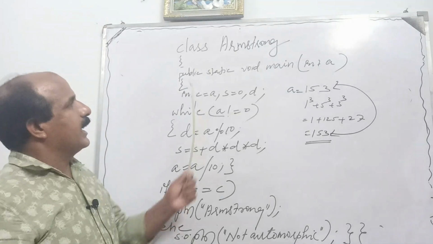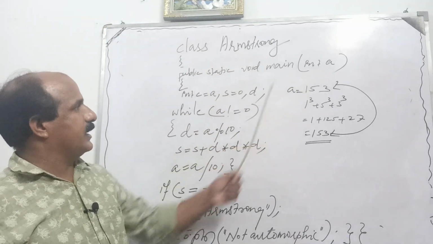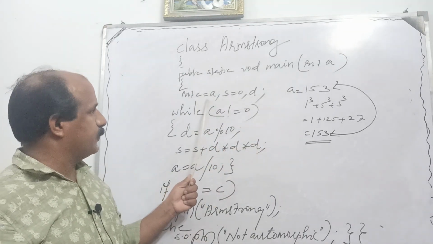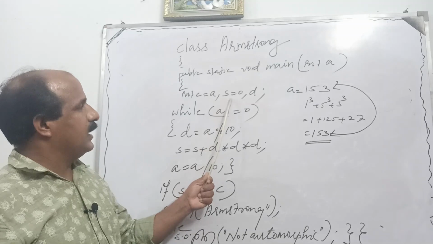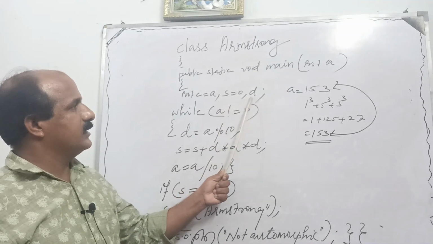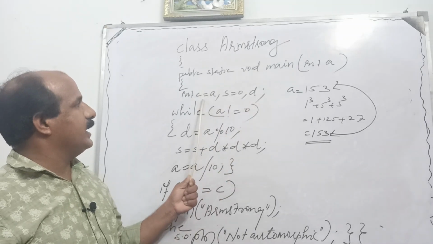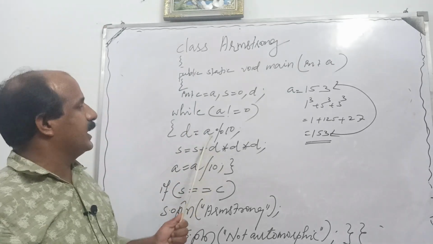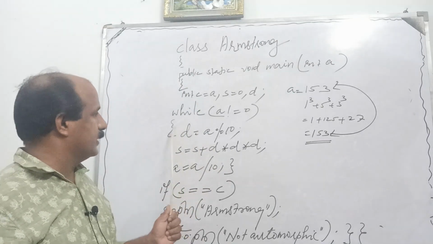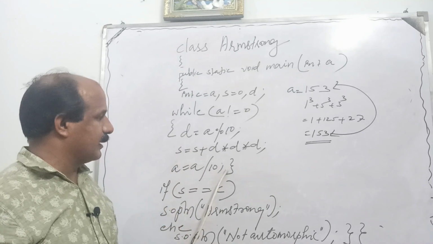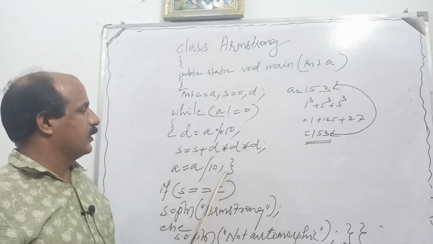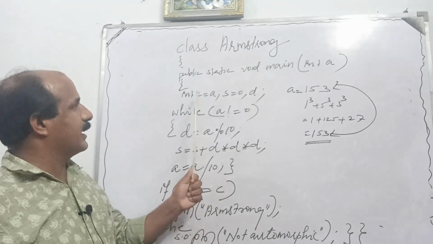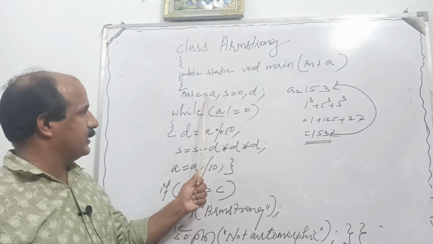See, I have started the program. This is A. Now a copy of A is made. Then S is equal to 0. D I have declared. See why a copy is made? Because in this operation A is going to be 0. That's why when this while loop completes, A will be 0. I need the original number. That's why I have kept a copy of A over here.